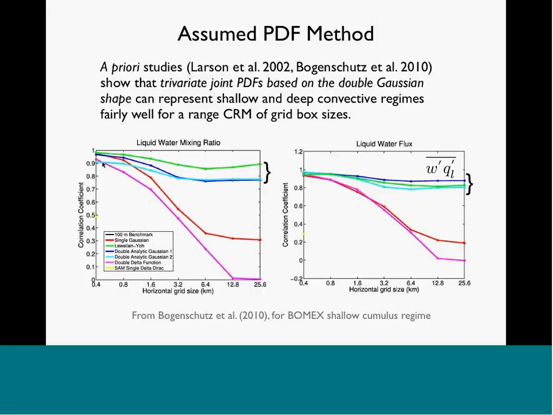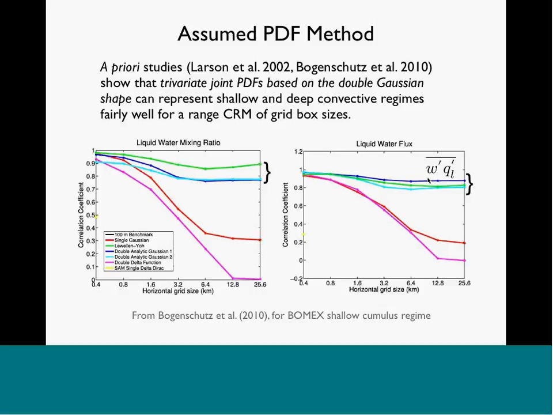So this slide is showing how well the various schemes do as a function of the model horizontal grid size. And what it's showing is the correlation coefficient between the predicted and actual benchmark liquid water mixing ratio. This is just for one particular benchmark LES. And you can see that the single Gaussian here and the double delta function here only perform well when the grid size is quite small. The other ones here, all the ones in blue or green, are the double Gaussians, and they perform well out to large grid sizes. And they do the same for this quantity liquid water flux as well.